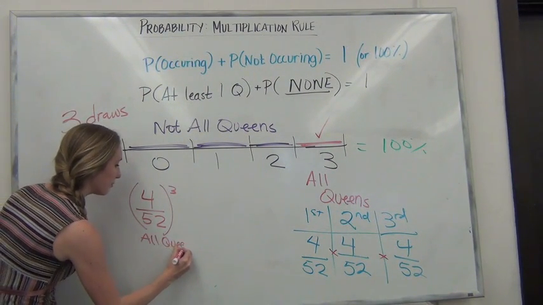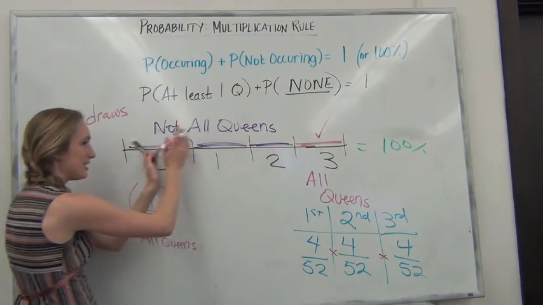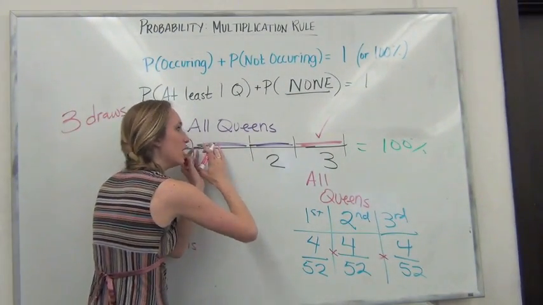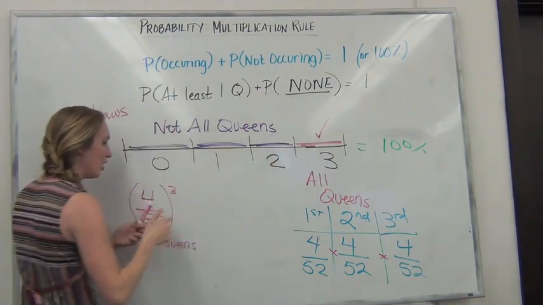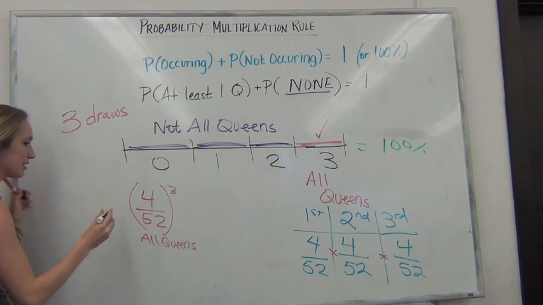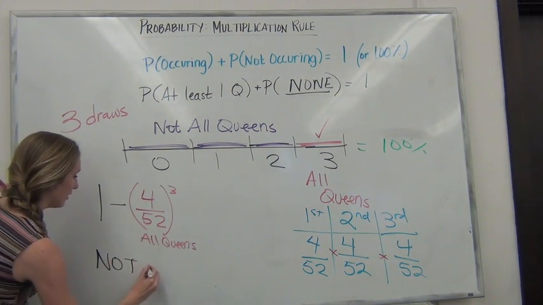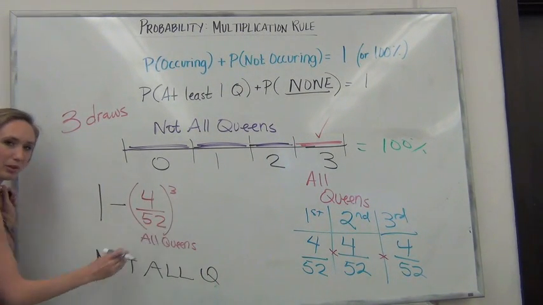And if we wanted to find the probability of getting not all queens, we could use this image to tell that, well, we know that together they add up to 1. So if we just subtract this little piece from the whole image, that's how we get not all queens. So the probability of getting not all queens is just 1 minus the probability of all queens.